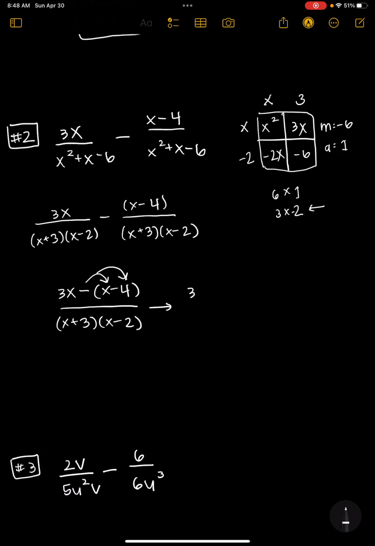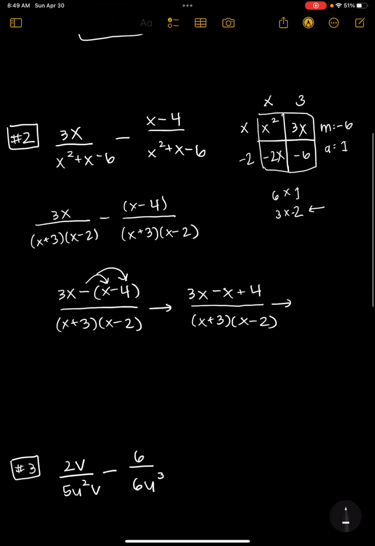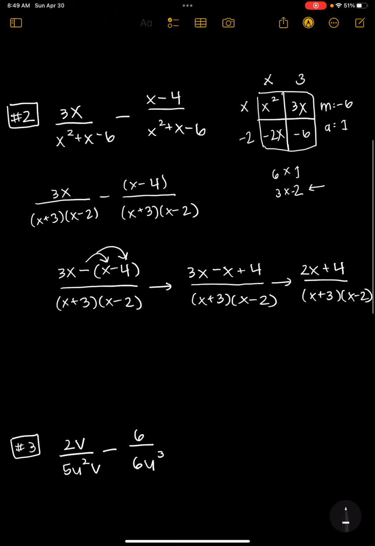So I'd end up with 3x minus x plus 4 over x plus 3 x minus 2. All right, now we can combine like terms, and the like terms are the 3x and the minus x, which would give me 2x plus 4, because 3x minus x is 2x, over x plus 3 x minus 2. And then, okay, so potentially we could be done here.